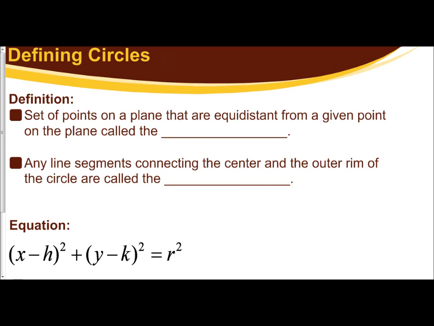A circle is defined as a set of points in a plane that are equidistant, and that means the points are equal distance away from a given point on the plane called the center. And any line segment connecting that center to the outer rim of the circle is called the radius.